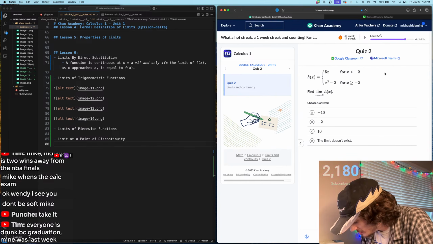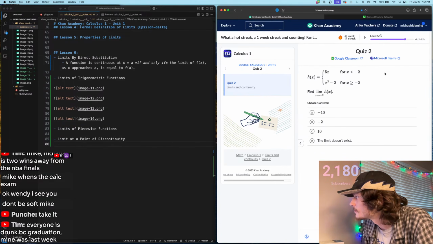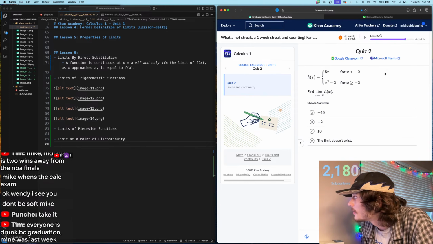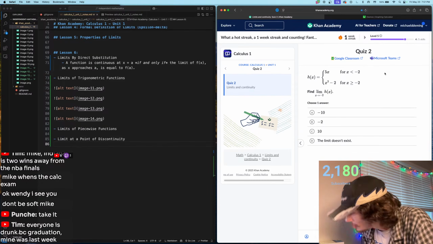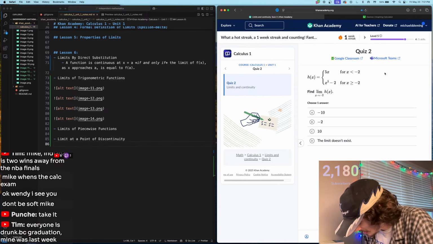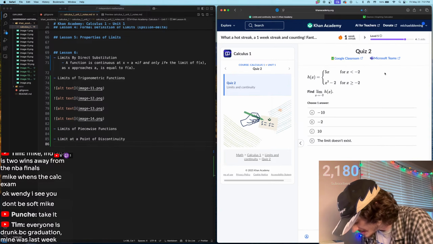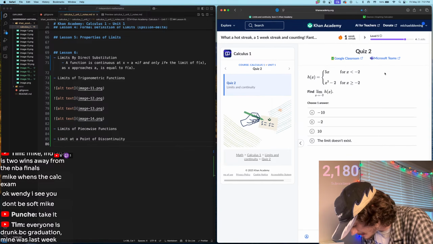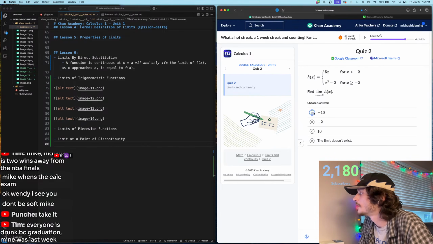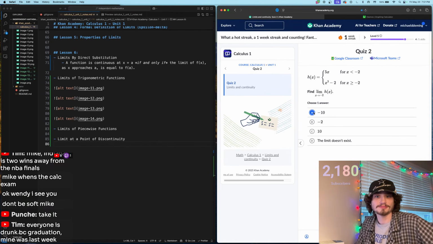So 5 times negative 2 is equal to negative 10. Negative 2 cubed minus 2. Negative 2 times negative 2 is 4, times negative 2, negative 8. Minus 2, negative 10. What do we think? Do we think negative 10?